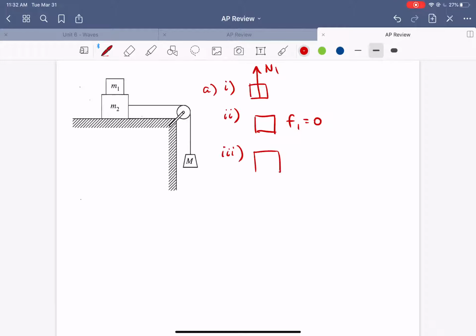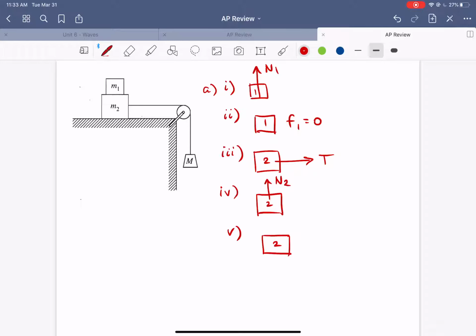Okay, so part 3, want the tension exerted on block 2 by the string. The string is certainly going to be under tension, and it's going to pull the block this way. All right, so these are block 2, these are block 1. All right, so part 4, we want the normal force exerted on block 2 by the tabletop. That's going to point in this direction.